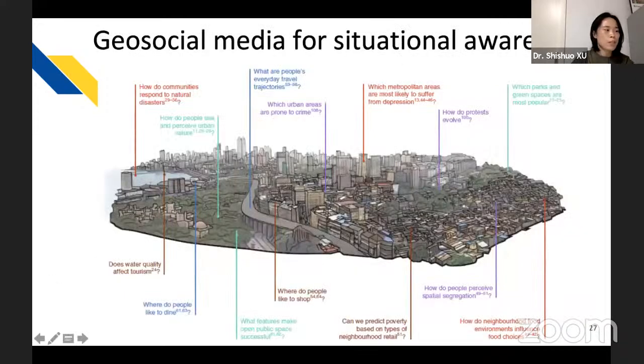As information and communication technology develops, the Internet of Things and urban geolocated data, namely the geosocial media data, have been used to expand our understanding, not only of where people are and what they do, but also what they value. So based on the geosocial metadata, what can be done in smart cities?